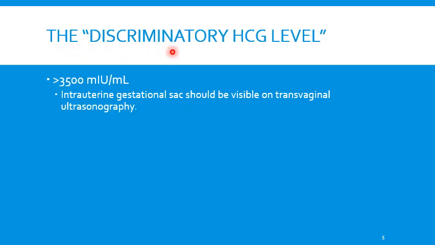What is the discriminatory HCG level? Currently, it is considered as a level more than 3500 milli international units. What is the significance? If the serum beta HCG level is above the discriminatory level, then an intrauterine gestational sac should be visible on transvaginal ultrasonography. But mind you, not transabdominal, but transvaginal.